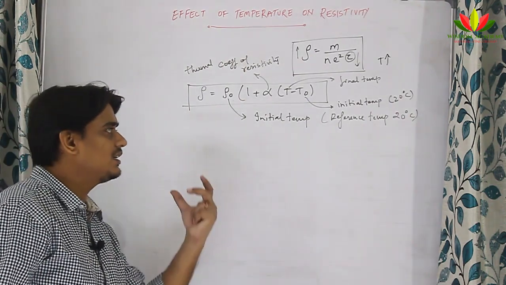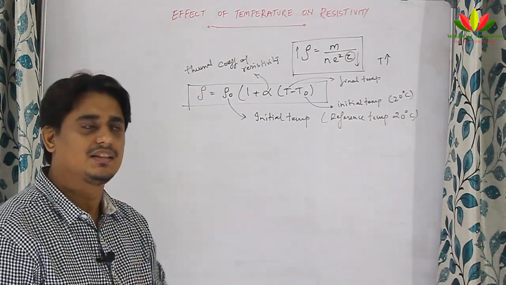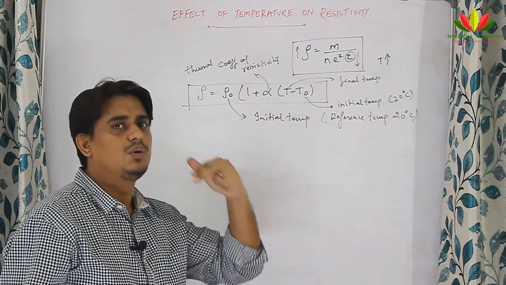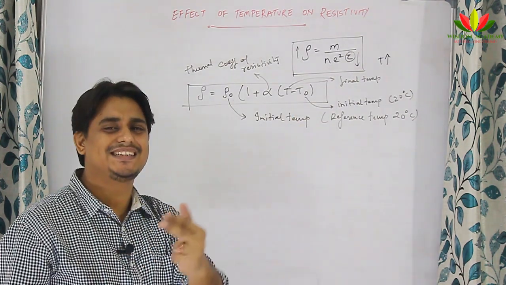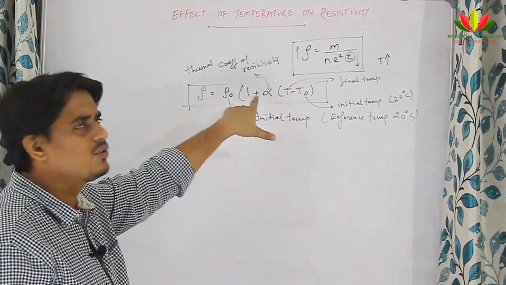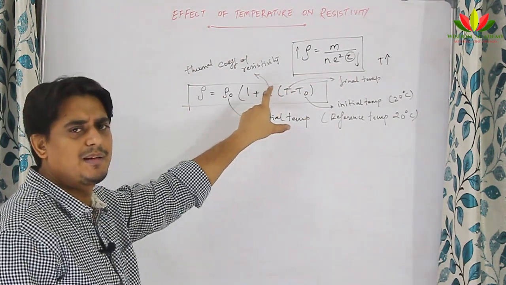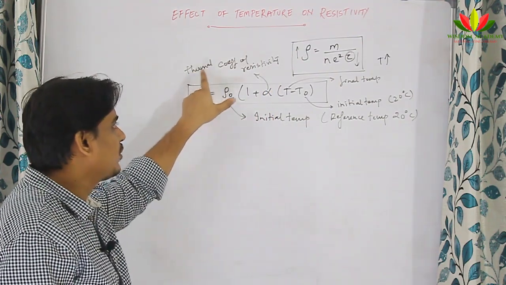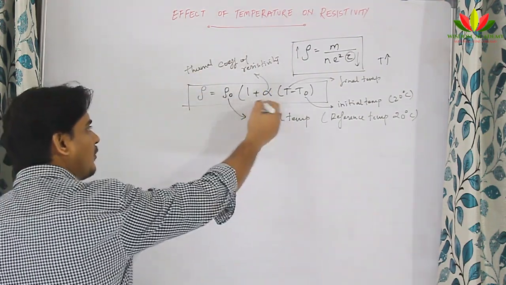So, suppose a particular conductor is heated from 40 degrees to 100 degrees, then what would be its increase in resistivity? We can put the values here and you will get the answer. The alpha value will be given to you in the examination. It depends upon different materials, so it will be different. So, alpha is the thermal coefficient of resistivity. If you want to find the value of alpha from this, you can find it.